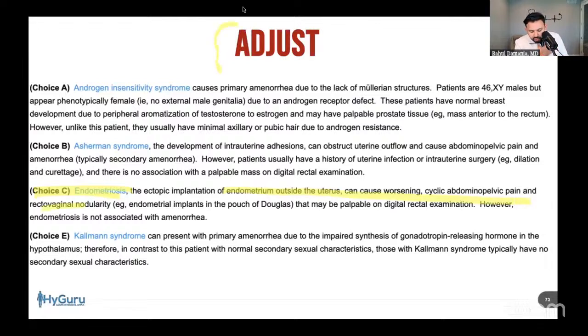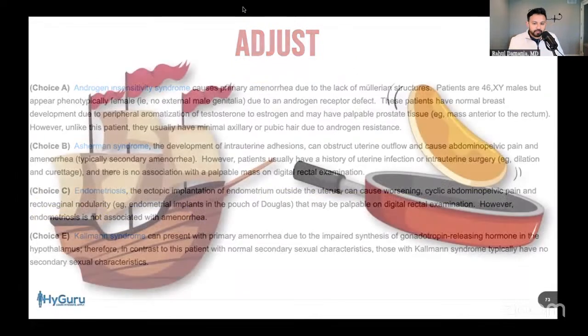And what I want to do is adjust. That means I want to look back at the vignette and ask, what should I have paid attention to that should have completely altered my thought process from endometriosis to imperforate hymen? And look at this: endometriosis is not associated with amenorrhea. So as soon as they said no, I should have said, that's not endometriosis then. So identify the pertinent negative in the vignette that should have led you toward the correct answer and away from the incorrect answer.